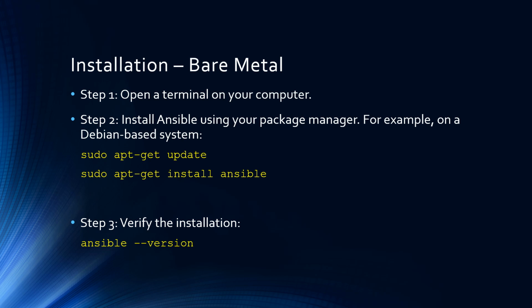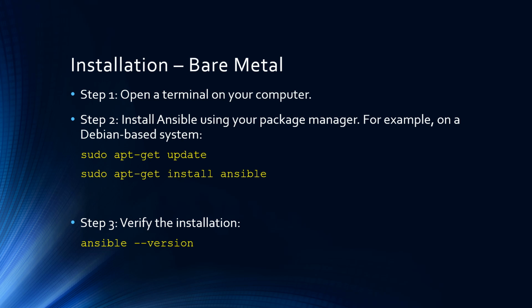Let's walk through the process of installing Ansible on a bare metal system. This is often the preferred installation method for development environments and smaller deployments. The installation process is straightforward, but there are some important considerations to keep in mind. First, Ansible is Python-based, so you'll need Python installed on your control node. The control node is the machine from which you'll run Ansible to manage other systems.